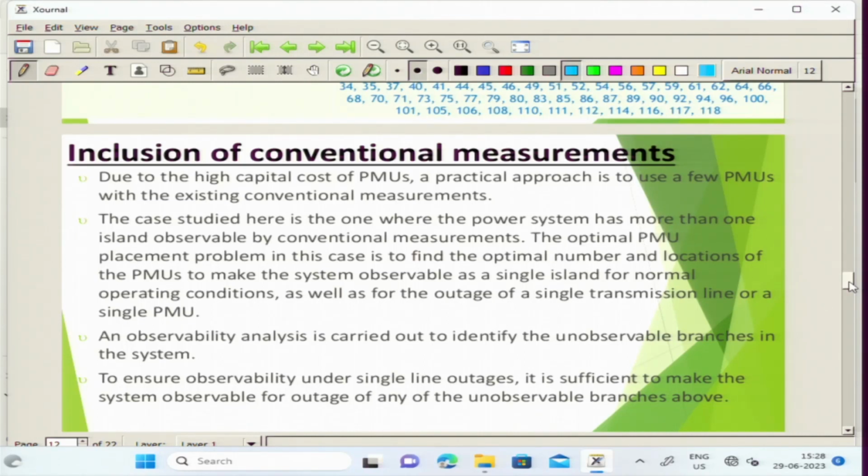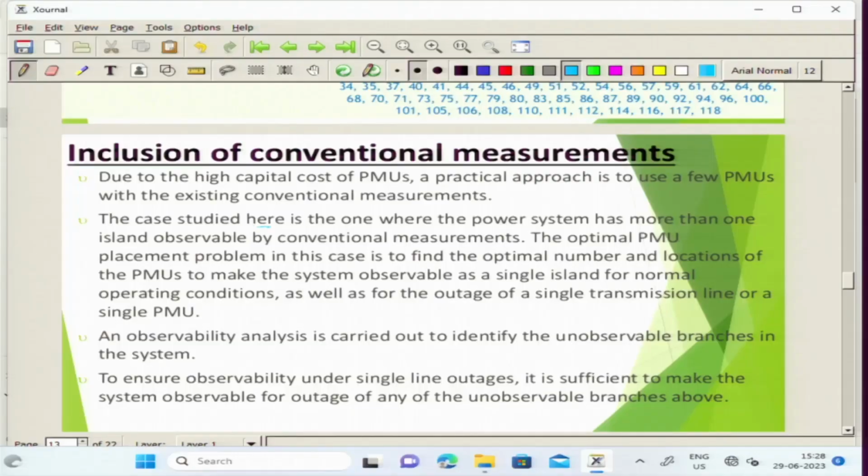So inclusion of conventional measurements. Now apart from PMUs, there is a high capital investment, so let us have existing conventional measurements at some places and let us see how to decide the PMU locations when we have conventional measurements also being considered in parallel.